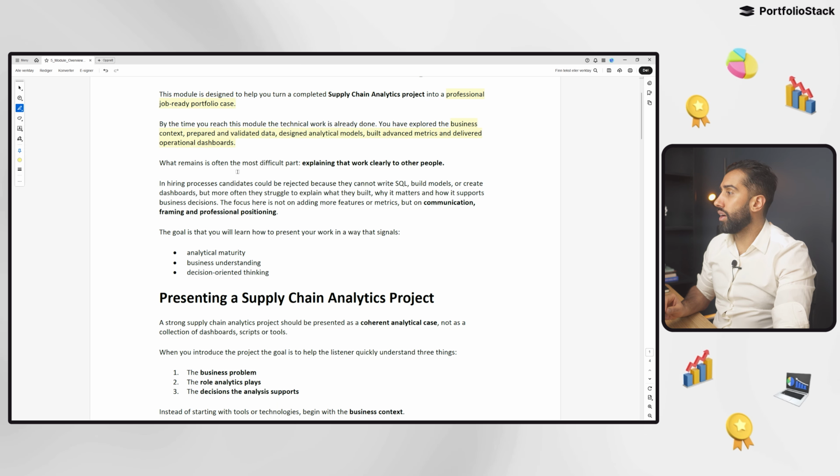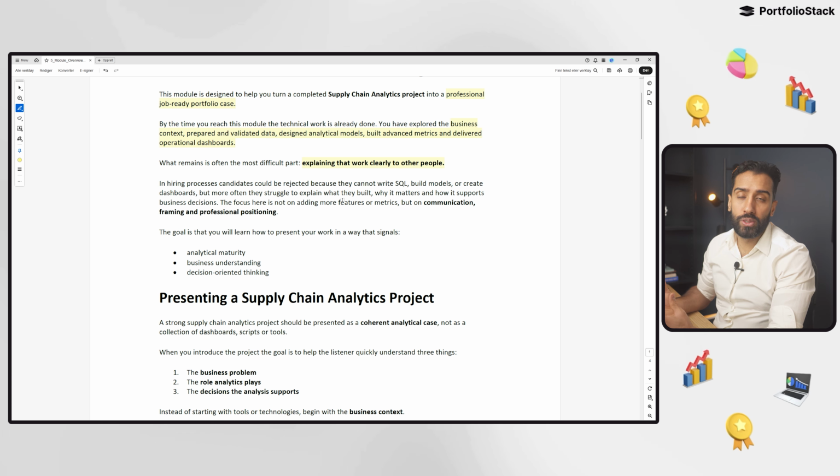Now, this is where things get important in terms of this module. What remains is often the most difficult part, explaining that work clearly to other people. And this is actually quite hard. Even though I've been doing this for 10, 11 years, sometimes I have to sit and explain things to other people with patience, the right way, step by step, because it's just complex and it's just a difficult field to be in.